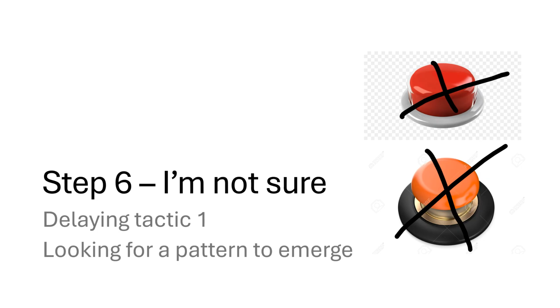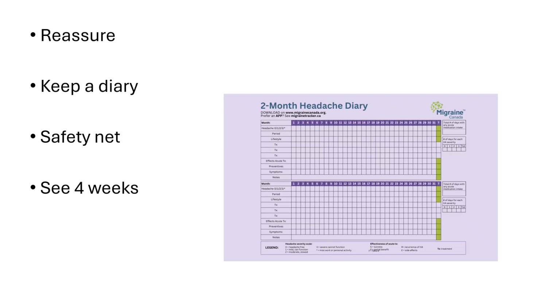So you're happy you don't have to press a red button. You're happy you don't have to press an orange button. What's the strategy? Well, the strategy is to play for time, looking for a pattern to emerge. So you tell them, you reassure them, this will be the end of consultation 1. Hopefully you'll be able to do what I've alluded to in those slides within 10 minutes, although that might be a bit of a stretch. You reassure them you don't think there's anything serious going on.